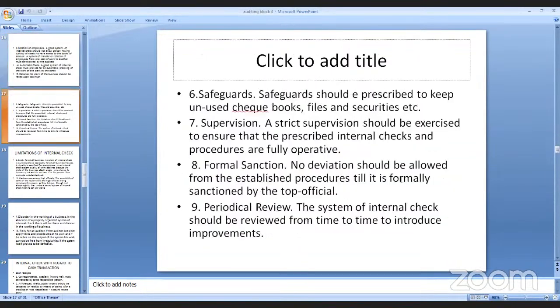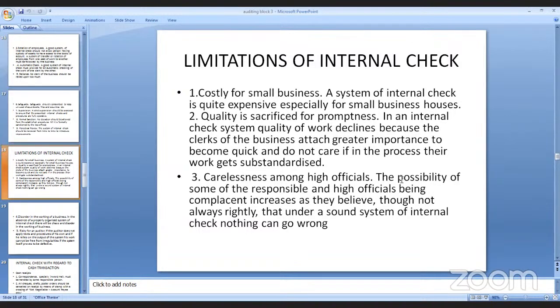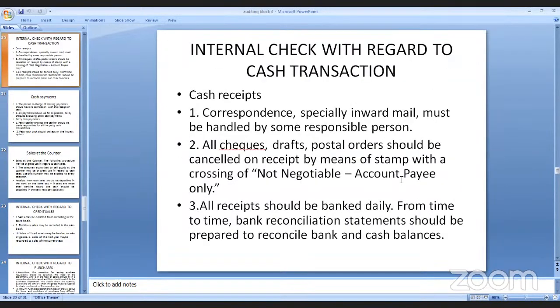Next, we have limitations of internal check. Another concept in the questions: limitations, you also read. Next question.